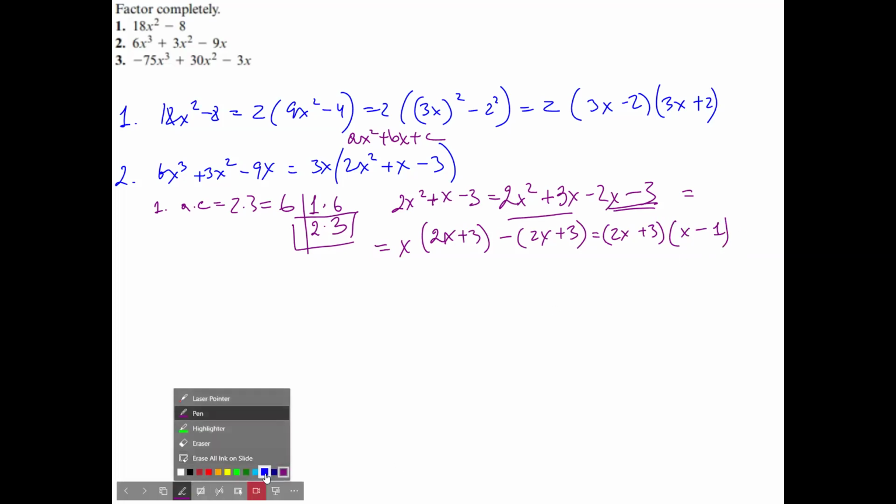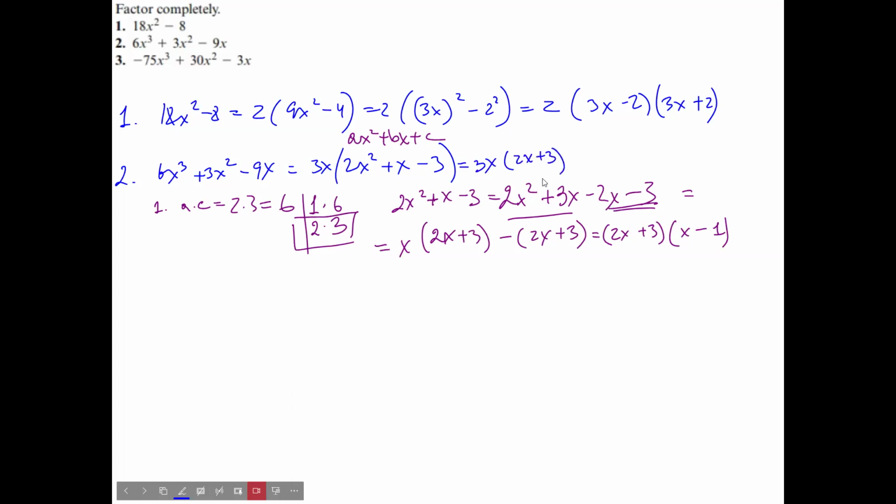So I've done my side work. Coming back to the original, I have 3x, then 2x plus 3, x minus 1. That's it. Any questions, gentlemen? So I highly recommend you practice that at home.